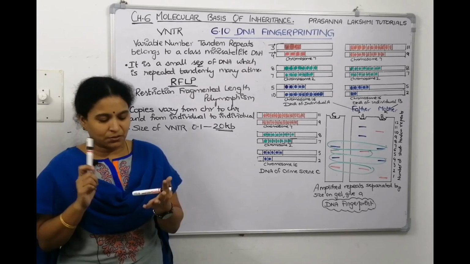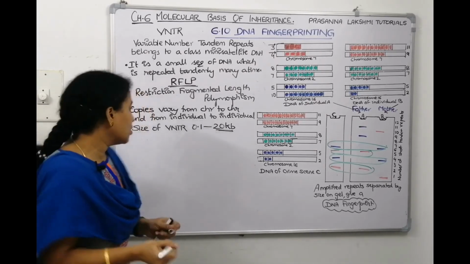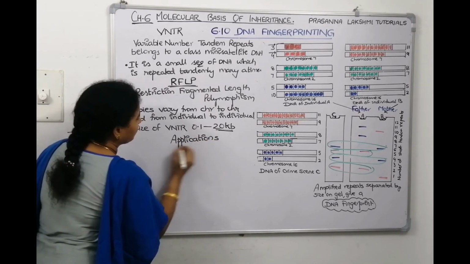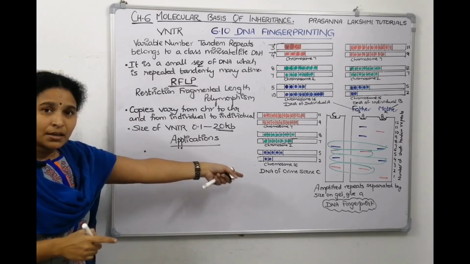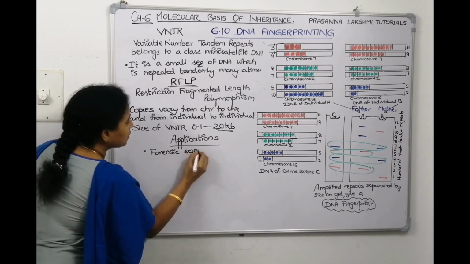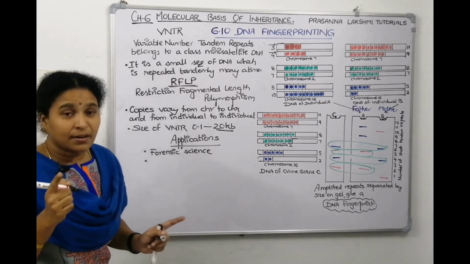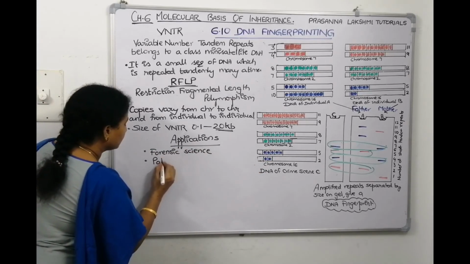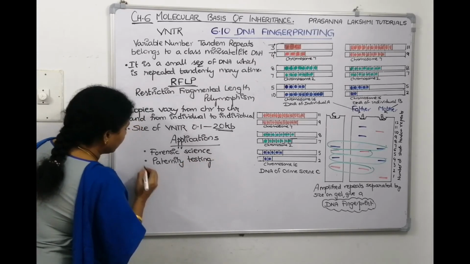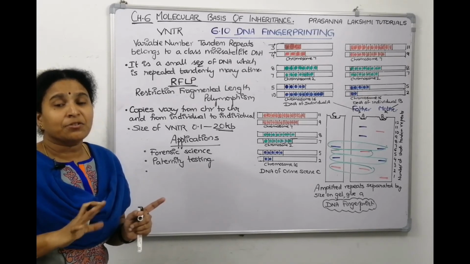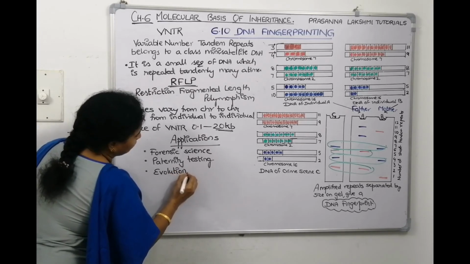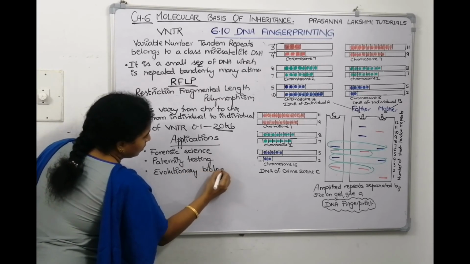So with this we finished what is VNTR, we finished the steps. Now coming to the applications. We can close the chapter if we finish off applications. In applications, it is helping in forensic science, criminal investigation. It is used to solve paternity testing, we did that also. And I told you in evolutionary biology, tracing out the evolutionary history, it is used.